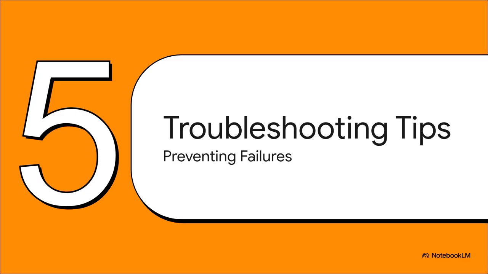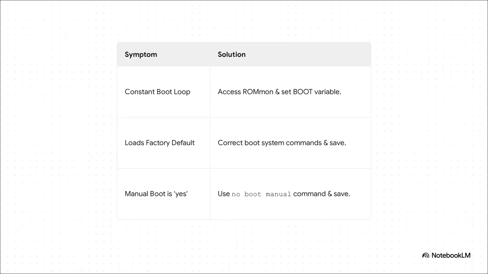But a true pro doesn't just fix problems. They figure out how to prevent them. So let's look at a few common issues and the steps you can take to make your network that much more resilient. This is a great little cheat sheet. If your switch is stuck in a constant reboot loop, you know the fix: get into ROM-Mon. If it boots up but it's like a brand new switch with a blank config, that means you need to double-check your boot system commands and, this is so important, save your configuration. And if you ever see that manual boot is turned on, you can turn it off with a simple no boot manual command. These are the quick fixes that are going to save you from so many future headaches.